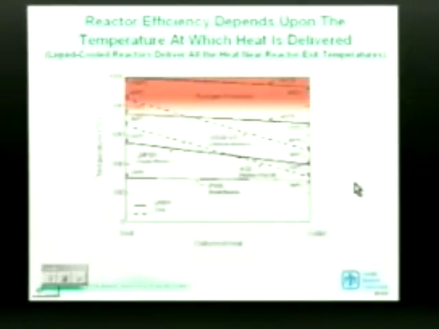There's another implication of using liquid coolants versus gaseous coolants. I'd like to observe that the reactor efficiency depends upon the temperature at which the heat is delivered. Now, this particular slide shows the temperature of the coolant coming out of the reactor and going through the exterior heat exchanger to the power cycle or hydrogen production system. And we show here a number of existing and proposed reactors.